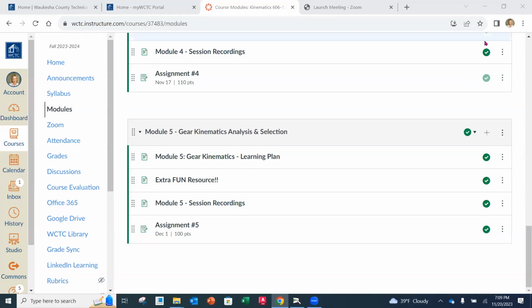Okay, our next module we're going to be looking at is module number 5, and you can see that it's gear kinematics, analysis and selection. So it's all about gears. Let's see what we have going on here.